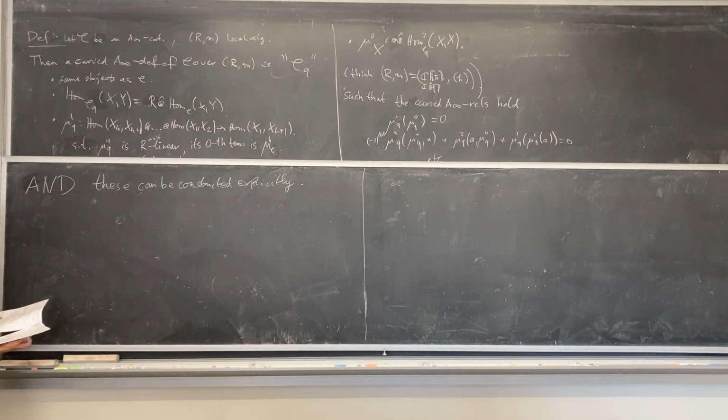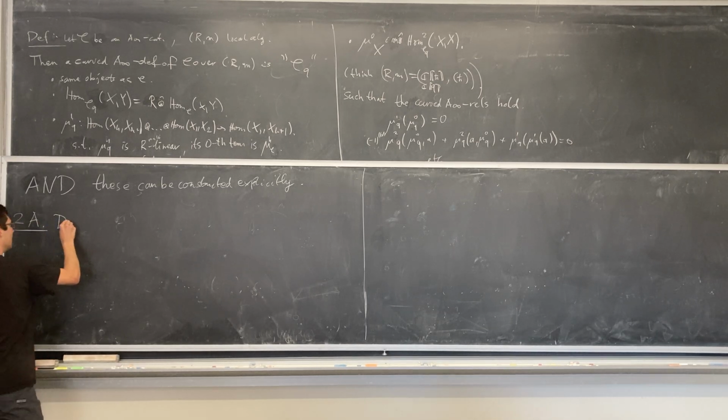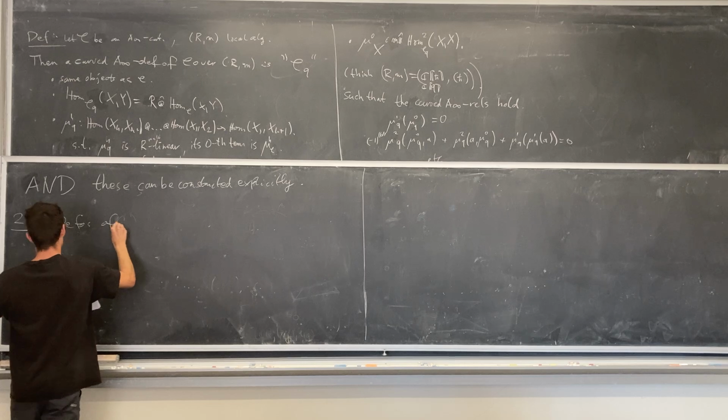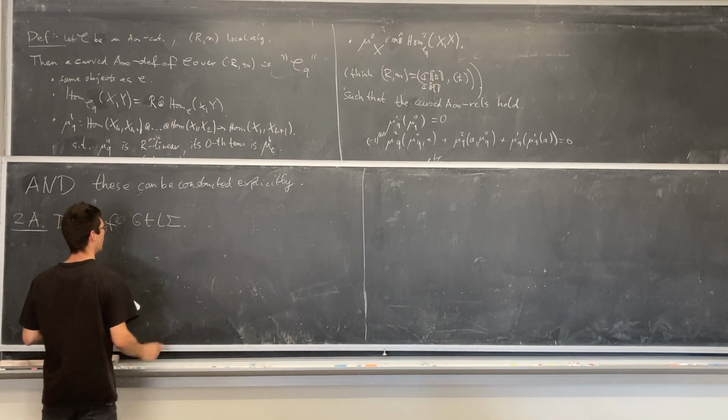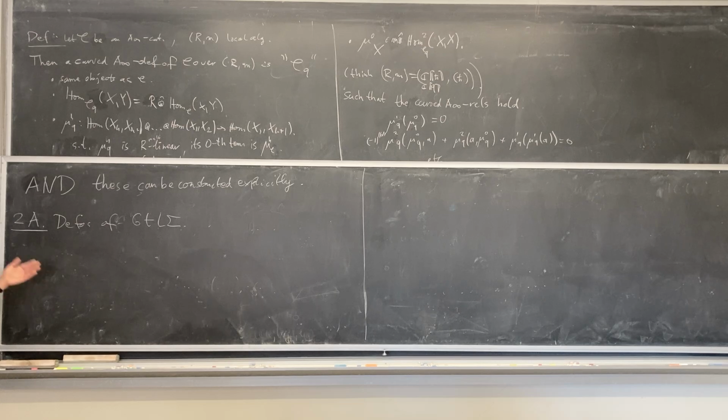So this was all general deformation theory. I think we're still, are we in chapter 2? Call this 2a. Deformations of the specific thing here. Deformations of gentle algebras of surfaces.